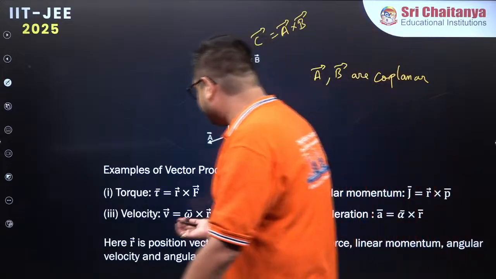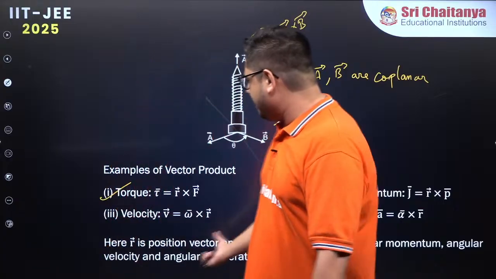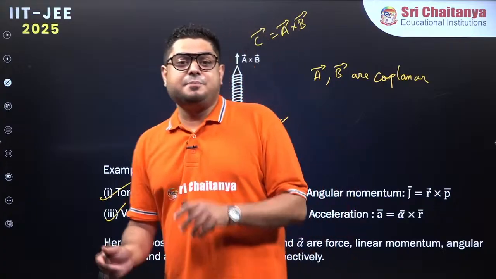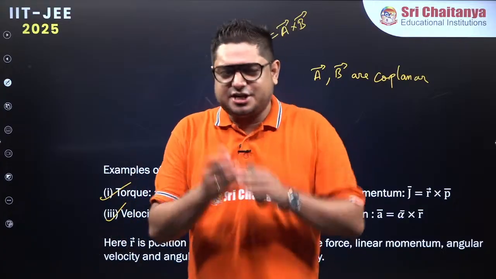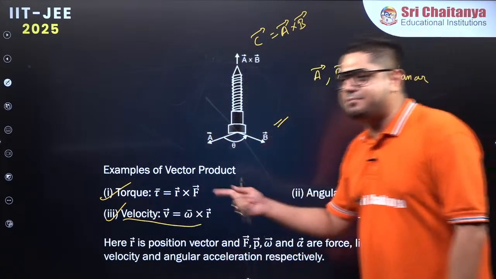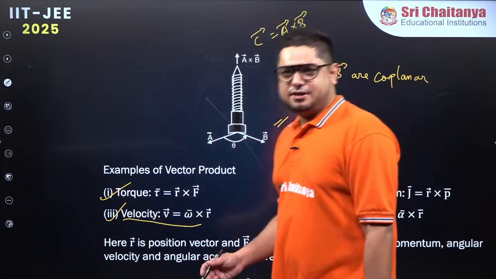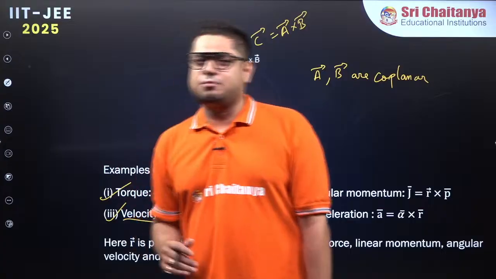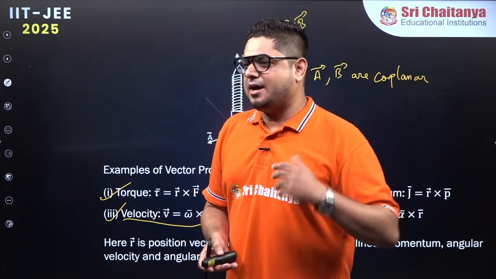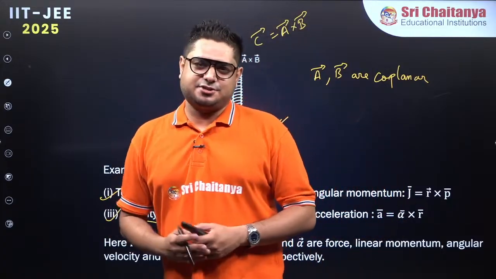So what are the examples? The examples are torque. I think I have used this term a couple of times. And last but not the least, velocity as well, isn't it? V is equal to omega cross R. We will be learning about this relation between linear velocity and angular velocity. This is a concept which is going to be taught in circular motion. And there are several such concepts. So that's the reason we are trying to know the basics of cross product in this lecture session.